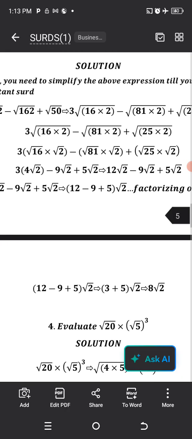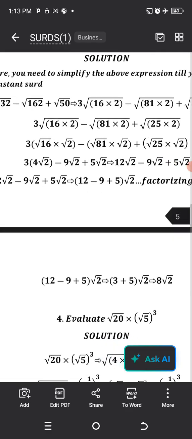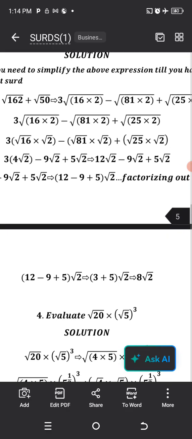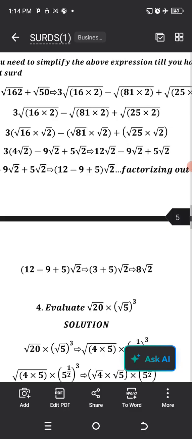So definitely we now have inside the parentheses in the next line 3 inside parentheses 4 root 2, because square root of 16 is 4. That is a perfect square. And square root of 81 is what? Is 9. That is why you're having minus 9 root 2, plus square root of 25 is 5. That is why you're having plus 5 root 2. So now 3 times 4, number times number, recall, and surd will multiply surd too. So that is why you're having 12 root 2 minus 9 root 2 plus 5 root 2. And we simplify for that.